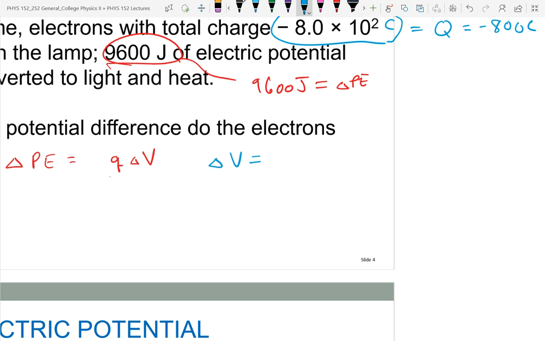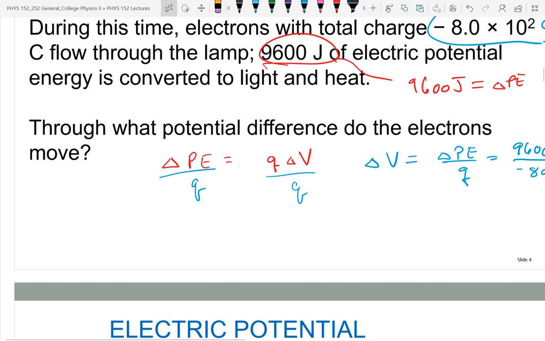Okay, it's going to actually be the other way around. I have to divide both sides by Q to get delta V alone. And so it's going to be the change in potential energy divided by charge. So that's just going to be 9,600 joules over minus 800 coulombs. Now I put the minus 800 coulombs and positive 9,600 because those are the numbers that were given to us.